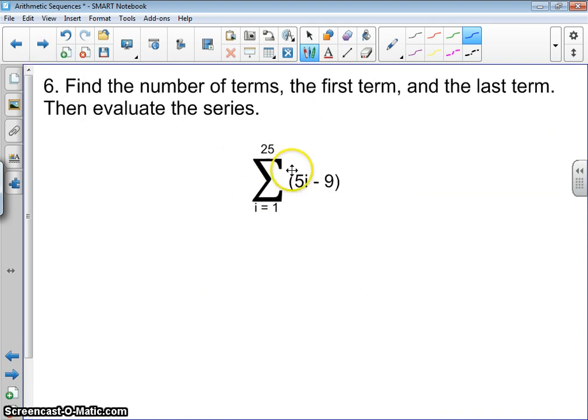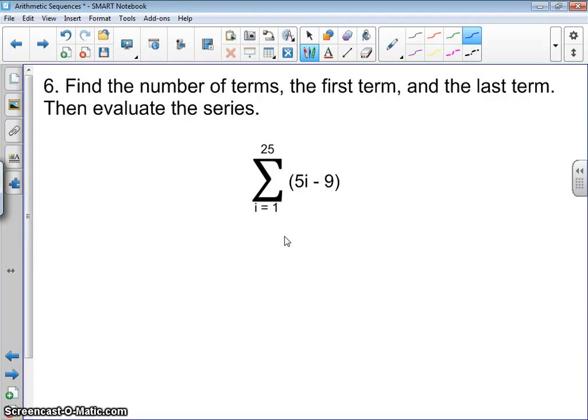Alright, let's do one that involves one of these old lady claws here. So find the number of terms, the first term and the last term, then evaluate the series. So this sum, I know some of you are probably getting real tired of writing these sums out on your assignment that you did with that. So this is a lot easier way to do this.